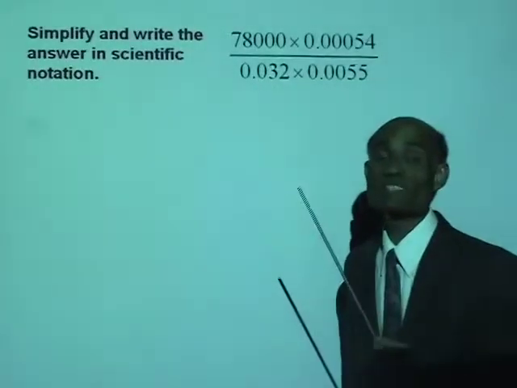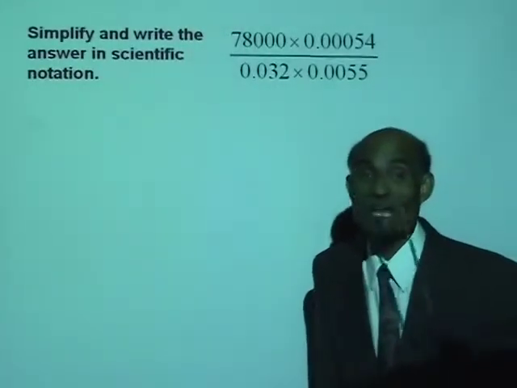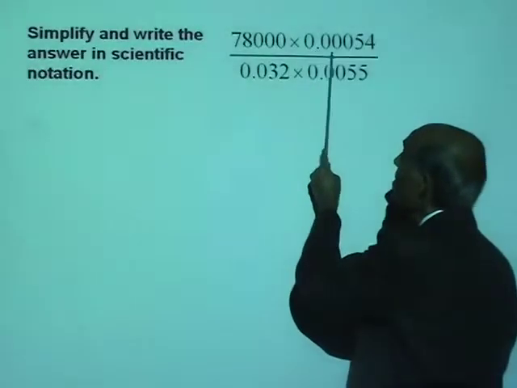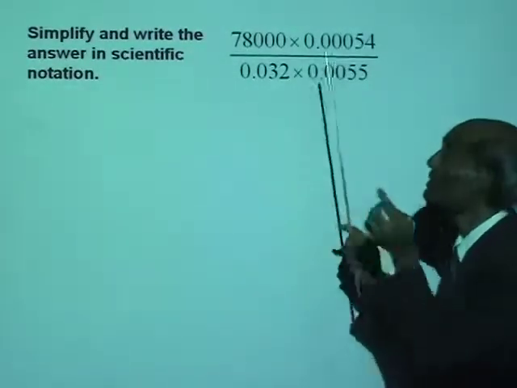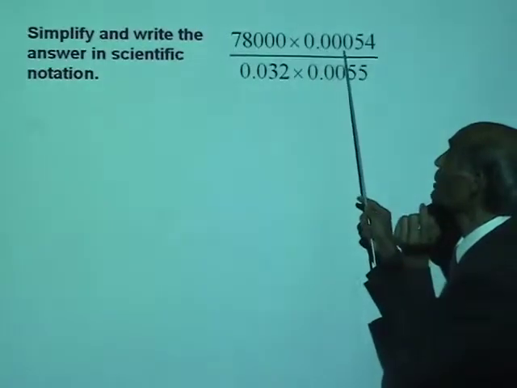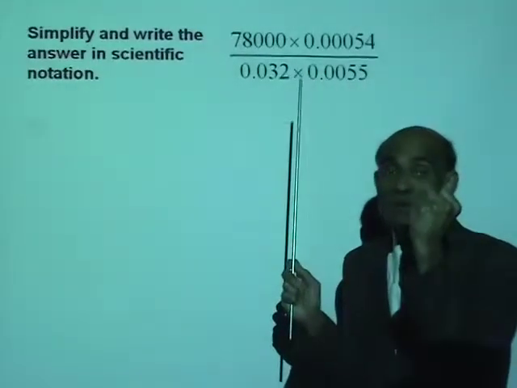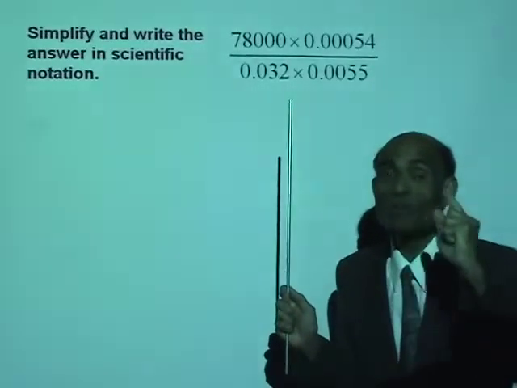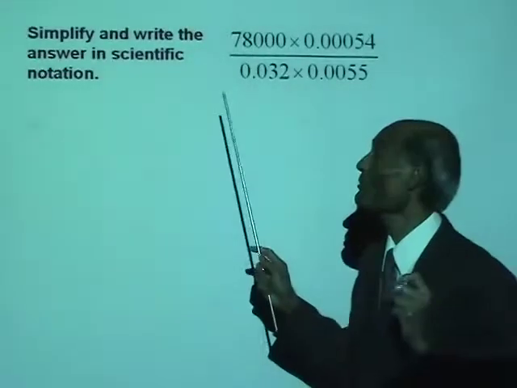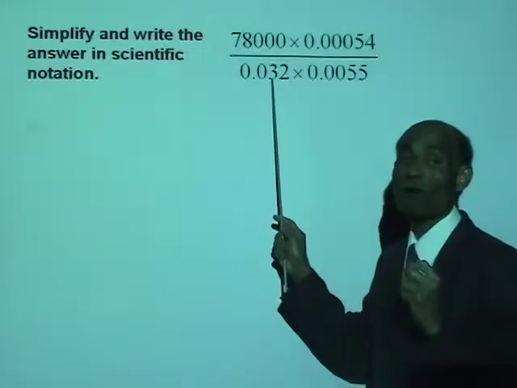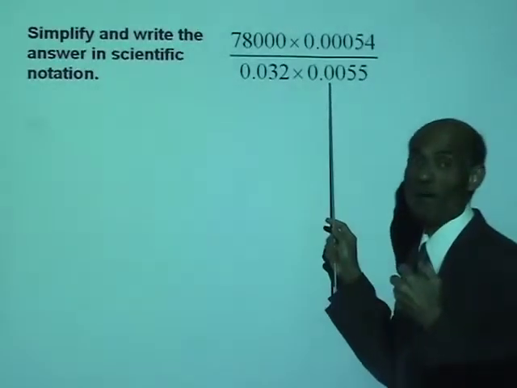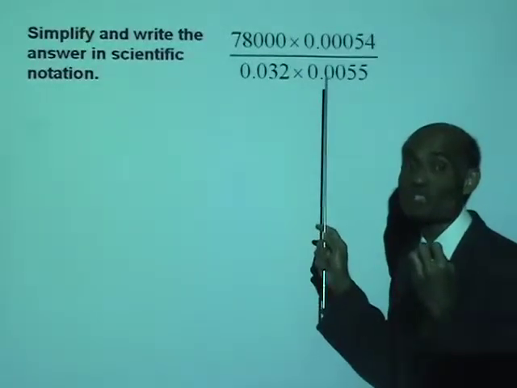Now, you must say, I have a large number here. When you write it in scientific form, the power of 10 will be positive. I have a small number here, small decimal number. Look at this, 0.00. It's a very small number. When you write it in scientific form, the power of 10 will be negative. How about this? The power of 10 will be negative. How about this? The power of 10 will be negative.